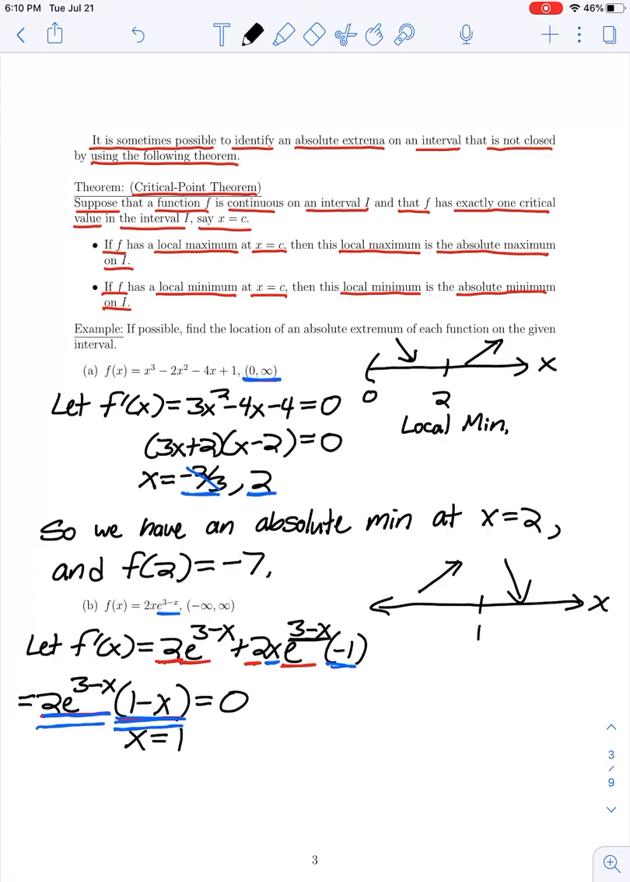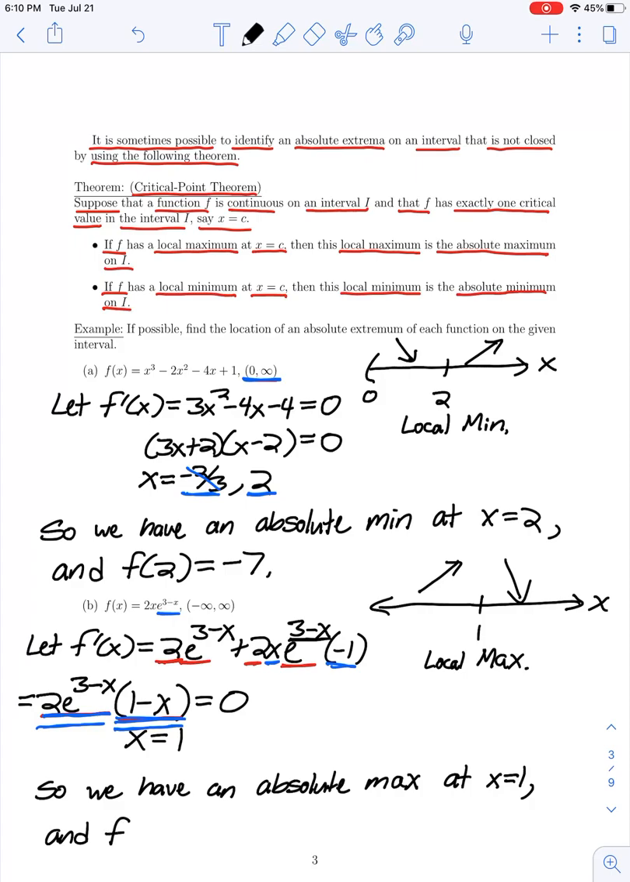So the first derivative test says if we move from increasing to decreasing at that critical value, we have a local maximum at that value. But since this was the only critical value within that interval, the critical point theorem says that it must be an absolute maximum. So here we have an absolute maximum at x equals 1. And to find the absolute maximum value, we would evaluate our original function at 1, which would give us a value of 2e squared.